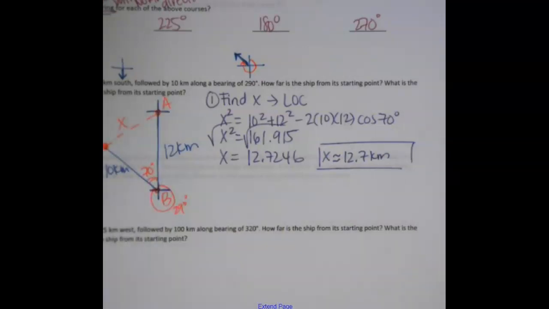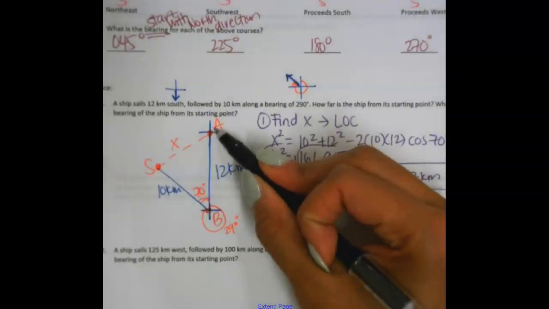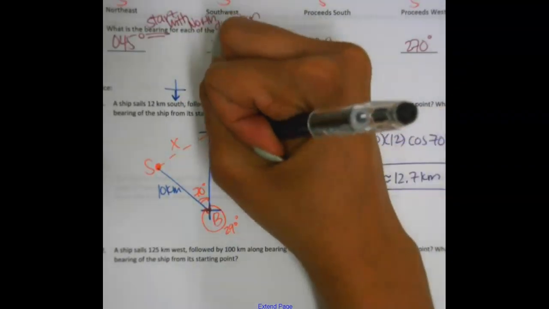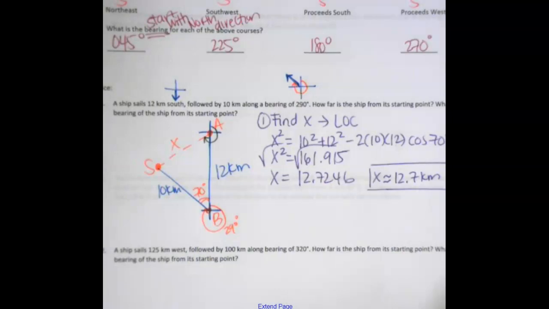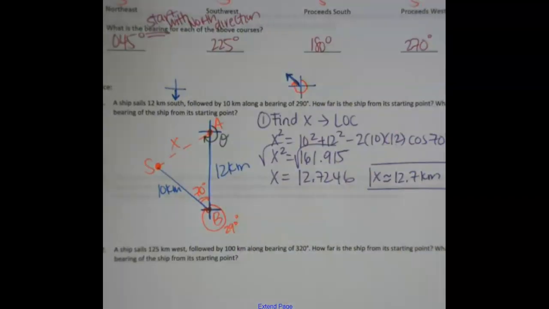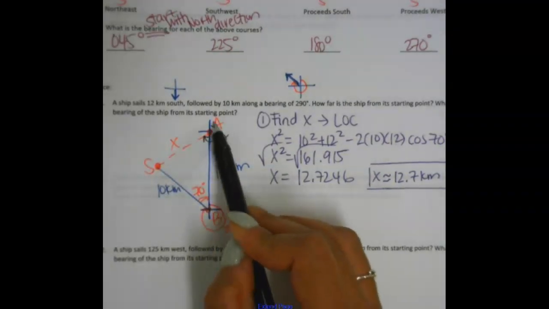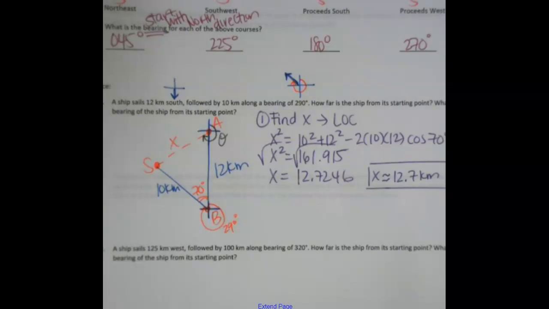Okay, so let's look back at the image that we have. If we're looking at the bearing of the ship from its starting point, the ship is pretty much starting from A. I want to find out what this angle is going to be. So I want to find out what theta is. That's the bearing where that ship is going. So the ship is coming back home. How could I find it though? What could I do?